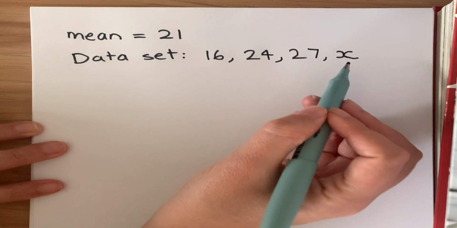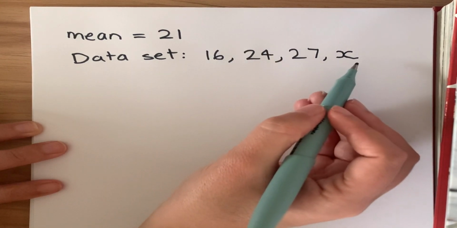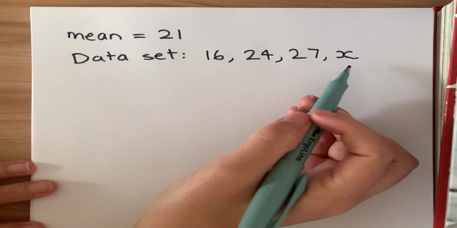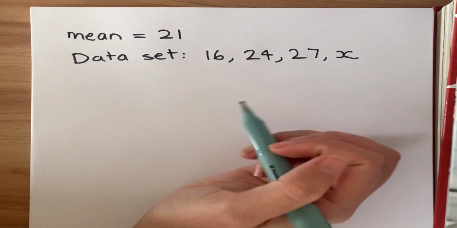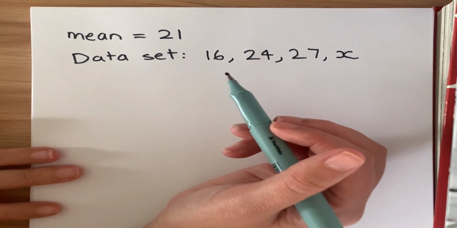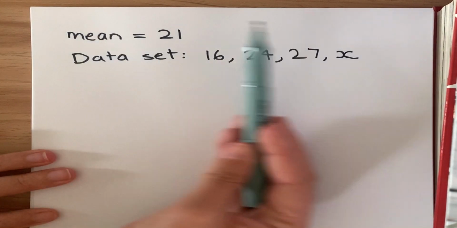So they haven't actually told us this score. They told us 3 scores, but they left the 4th one as an unknown, and that's what they want us to find, this x value here. So it's just going to be another score just like these scores. So this is all the information basically that the question told us.